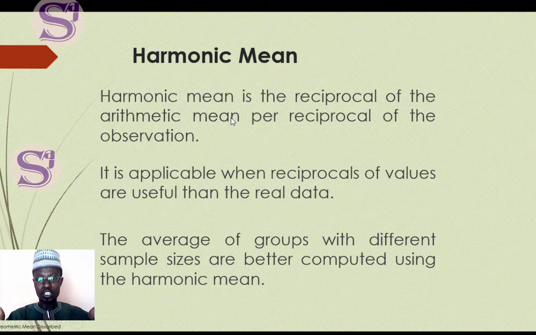One thing about the harmonic mean is that it is sensitive to differences in the sample size that contributed to a mean. So if you have different sample sizes from which you obtain data, it is preferable to use the harmonic mean so that it will justify the central location of the means you are trying to compute.